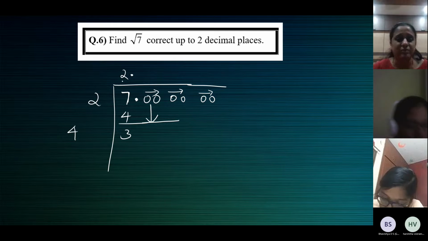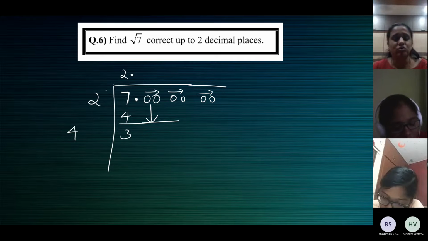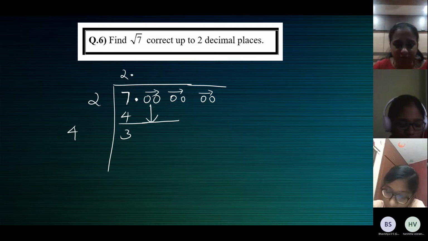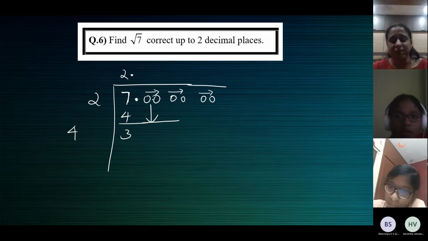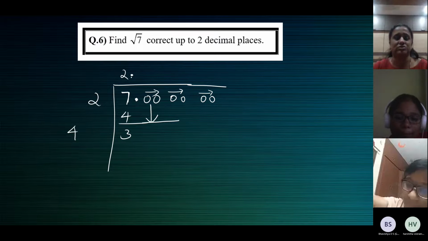We didn't start with a decimal point because 7 is before the decimal point. So 2 2s are 4, 3 is the remainder. Now you're going to bring a pair of zeros down, and that is the first pair of zeros after the decimal point. So since you're getting the pair of zeros which is after the decimal point, you must place a decimal point in the quotient and then bring the next pair down like this.